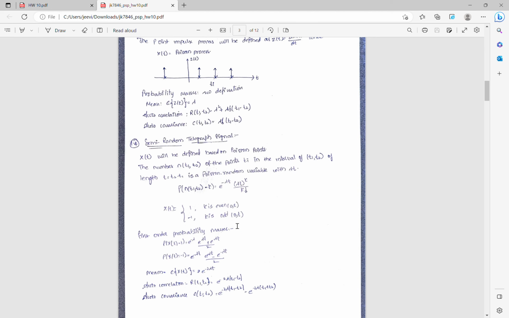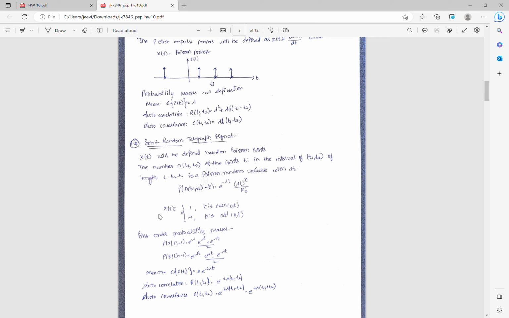Now in 1.4, we should speak about the semi-random telegraph signal. Here x(t) is defined based on Poisson points. The number n(t1, t2) of the points ti in the interval (t1, t2) of length t = t2 minus t1 is a Poisson random variable with parameter lambda t. Therefore, P(n(t1, t2) = k) is, by definition, e^(-lambda t) (lambda t)^k / k!.